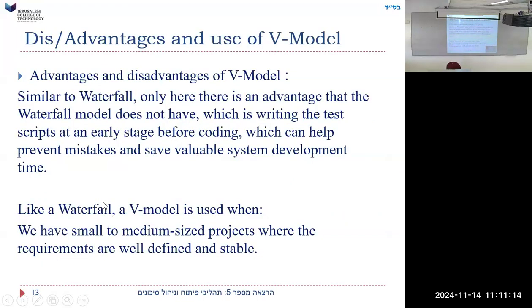Alright, advantages, disadvantages, and use of the V model. Advantages is similar to waterfall, only here, there's an advantage that the waterfall model does not have, which is writing the test scripts at an early stage before the coding, which can help prevent mistakes and save valuable time. That is, we're not going to wait and only start writing the test when the whole system's finished. That's kind of foolish.